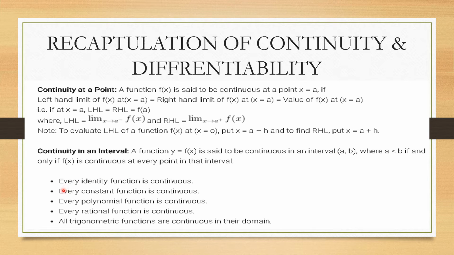Also some basic concepts that we have already learned: every identity function is continuous, a constant function is continuous, a polynomial function is continuous, and a rational function is continuous provided it is defined, that means the denominator is not equal to 0. All trigonometric functions are continuous in their domains, like sine and cos are everywhere continuous, but for tan, which is sine upon cos, the denominator should not be equal to 0. All these conditions we have discussed for all the trigonometric functions.